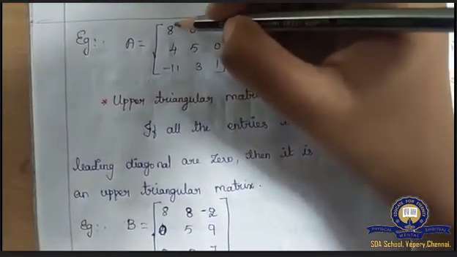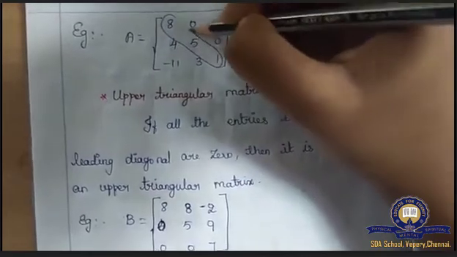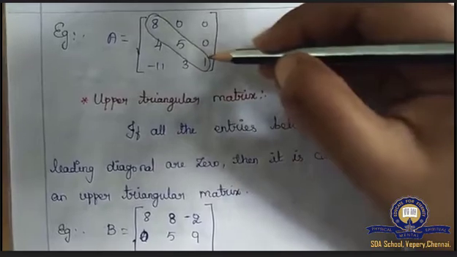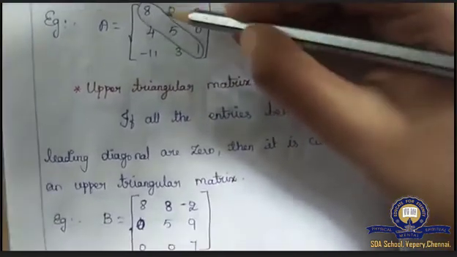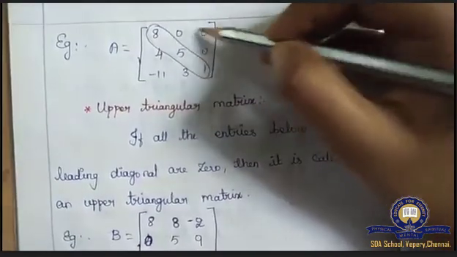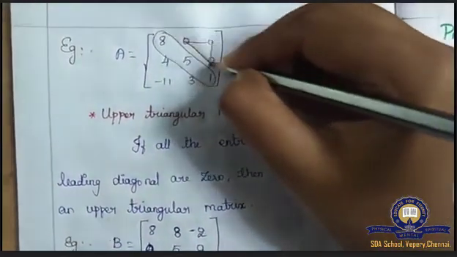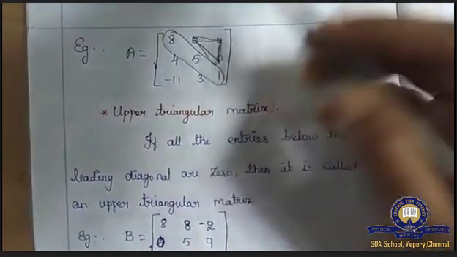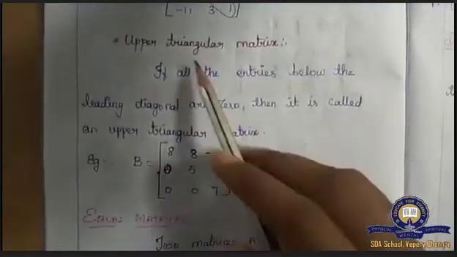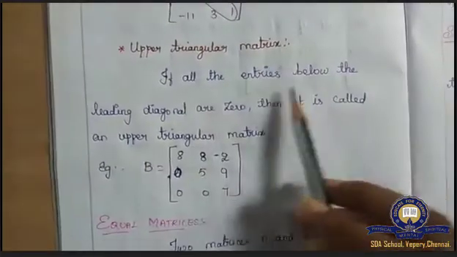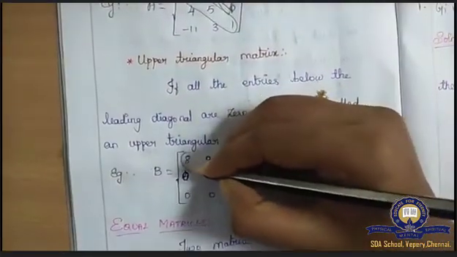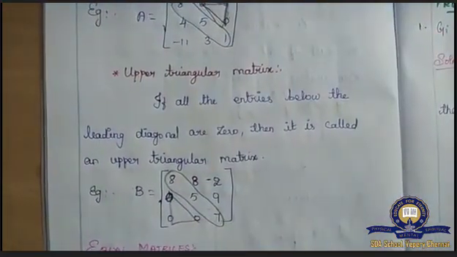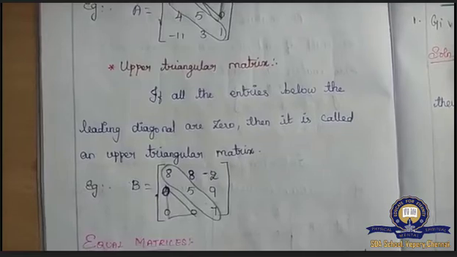Okay. So here what is the leading diagonal? This is your leading diagonal, right? So what is the definition we have seen? The matrix in which the elements above the leading diagonal are 0. Okay. These elements will become 0, right? That is called a lower triangular matrix. Okay. Now likewise upper triangular matrix, if all the entries below the leading diagonal, so this is your leading diagonal, the elements below this leading diagonal are 0, then it is called an upper triangular matrix.